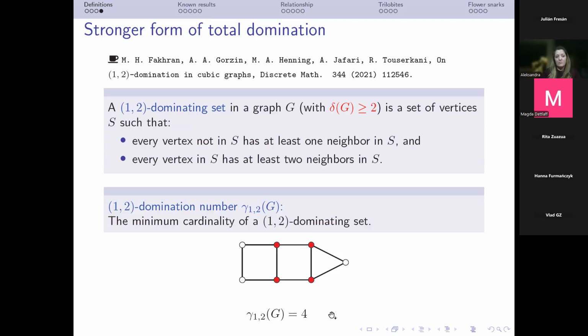We call the minimum cardinality of a 1-2 dominating set the 1-2 domination number of this graph, and you can see that this is 4. You cannot do it with fewer, because if we had 3 vertices in a 1-2 dominating set, they would need to be connected to each other. So they induce a triangle, and we have only 1 triangle here. But this triangle doesn't even dominate the whole graph. So gamma 1-2 of G for this graph is 4.